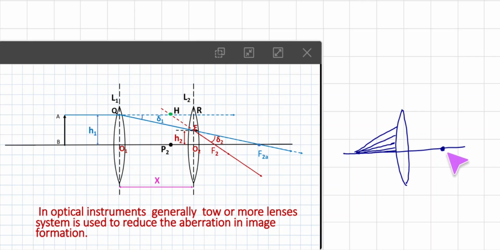Okay, so that is basically the problem with a single lens system, and that is why we get aberration, a deviation in the formation of the image, and to reduce that we use more lenses, a two or more lens system. So here we already saw, if this is an object, in the case of a two lens system the image formation takes place: it is refracted by delta 1, due to the second lens it is refracted by delta 2, and finally this is the point where the image is formed.